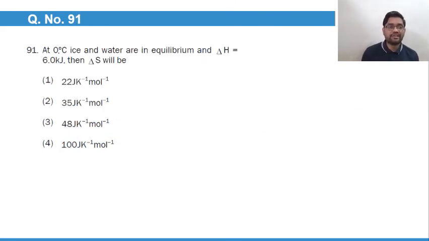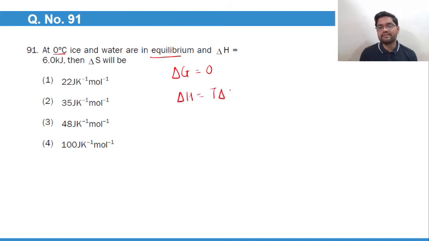91. At 0 degrees Celsius, ice and water are in equilibrium. Delta H is this. Delta S will be? At equilibrium, delta G is equal to 0, and hence delta H is equal to T delta S.